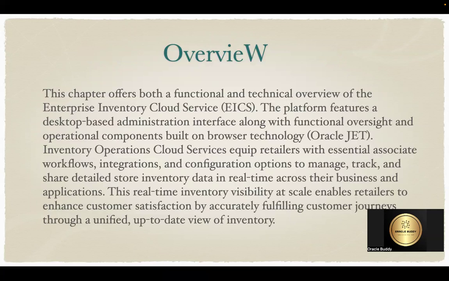First, overview. This chapter offers both a functional and technical overview of the EICS. The platform features a desktop-based administration interface along with functional oversight and operational components built on browser technology, which is Oracle JET. Inventory Operations Cloud Service equips retailers with essential associate workflows, integration, and configuration options to manage, track, and share details of inventory data in real time across their business and applications. This real-time inventory visibility at scale enables retailers to enhance customer satisfaction by accurately fulfilling customer journeys through a unified and up-to-date view of inventory.